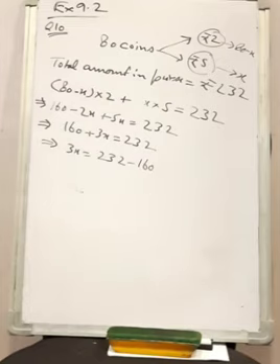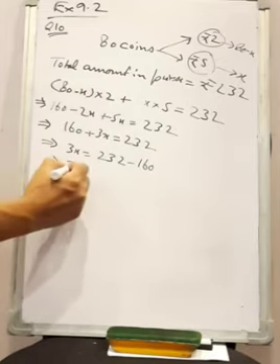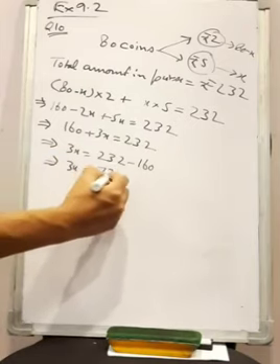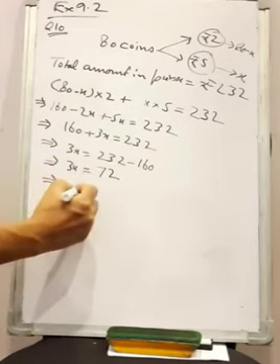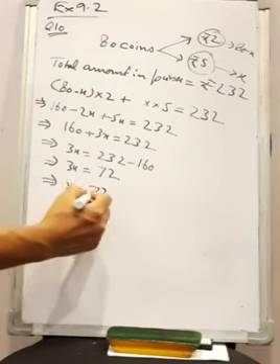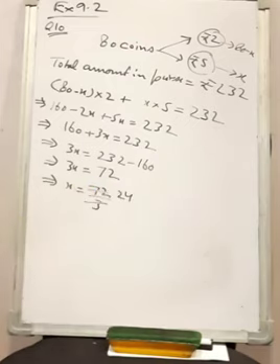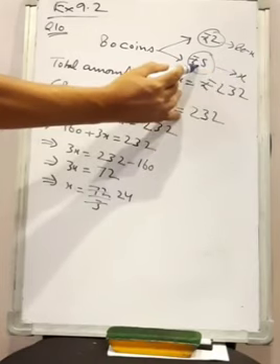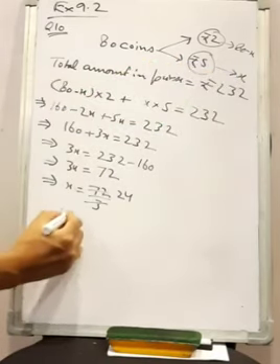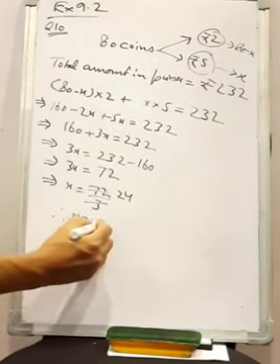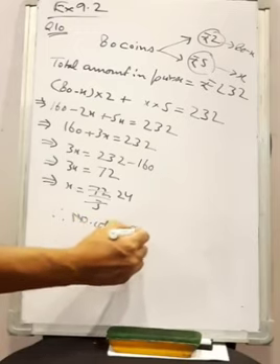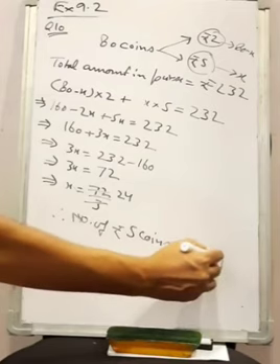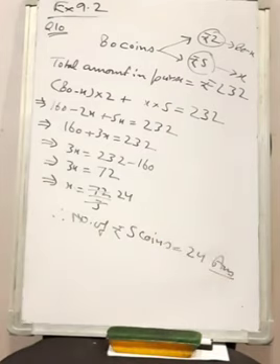Right? So you get 3x as 72. So x is 24. So x was the number of coins of rupees 5. Therefore, the number of rupee 5 coins is 24, and that is the answer.